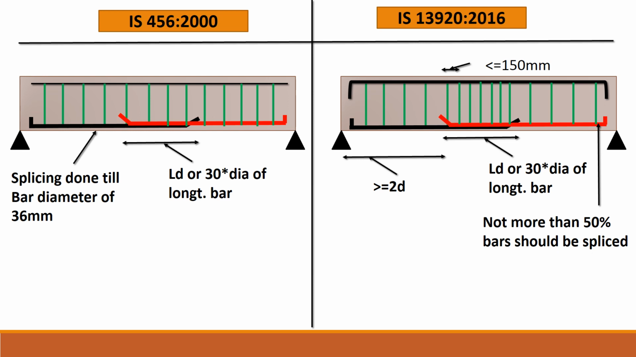Now, 150 mm is the spacing of the transverse reinforcement or the stirrups that's provided in the zone of splice, whereas in the other portion it's greater than 150 mm.